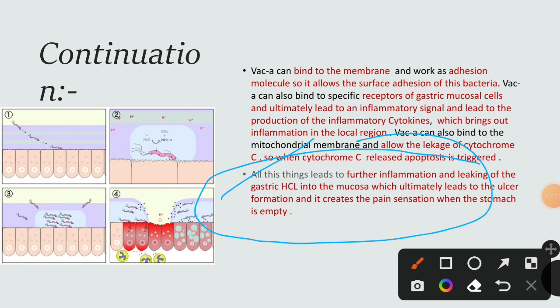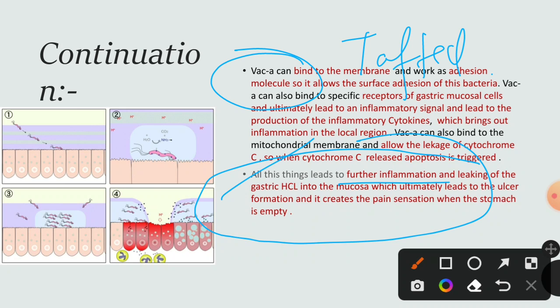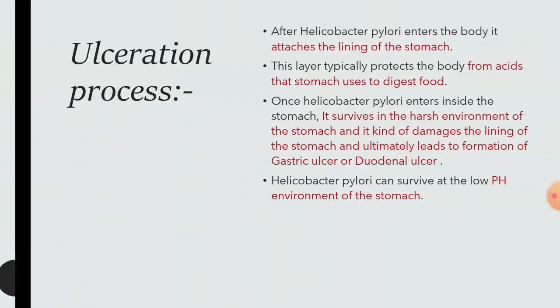Okay, now these things caused by VacA and another type of things such as tufted flagella, then we have talked about the adhesion molecules. Those things together facilitate further inflammation and ultimately that leads to leaking of the gastric HCl into the mucosa, okay, which ultimately leads to the formation of ulcer, and it is the reason why we observe pain sensation when the stomach is empty. Okay, so that is the entire thing from the ulceration process.